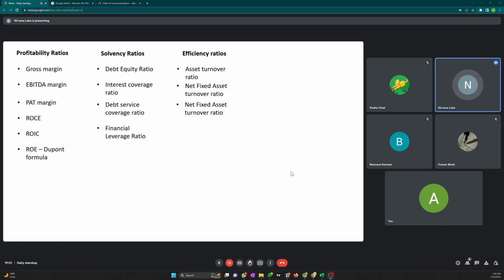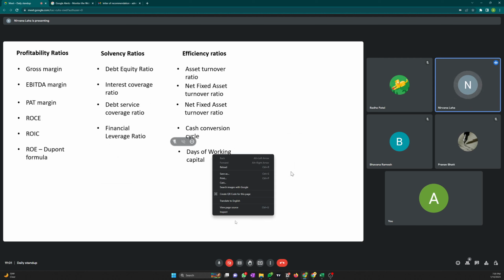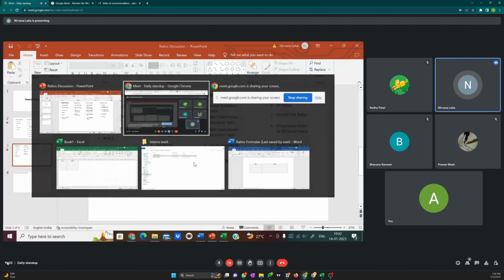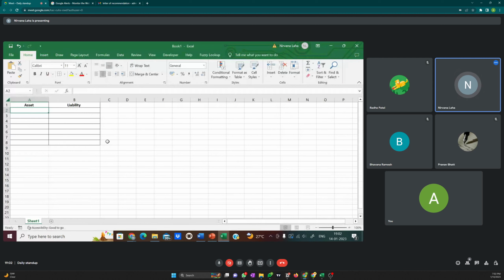So I think we had covered the efficiency ratios last time. Next we come to all the working capital related ratios. I have cash conversion cycle and days of working capital here, but we will go slowly. We will try to break down the elements of working capital. So let me move to an Excel sheet.